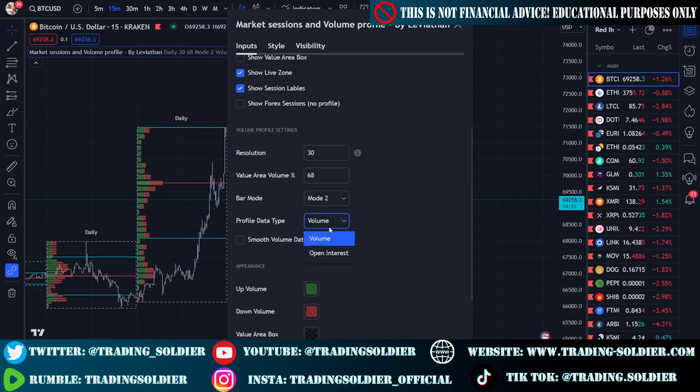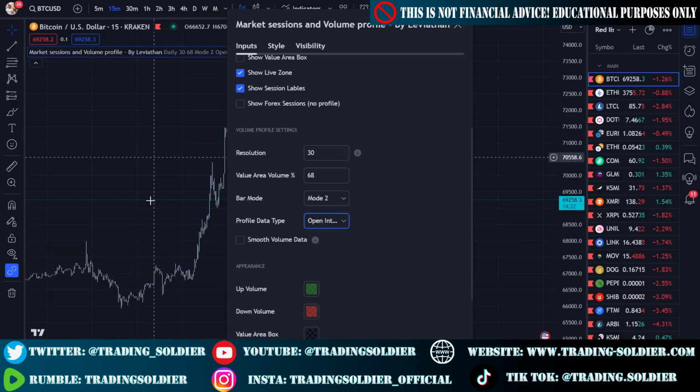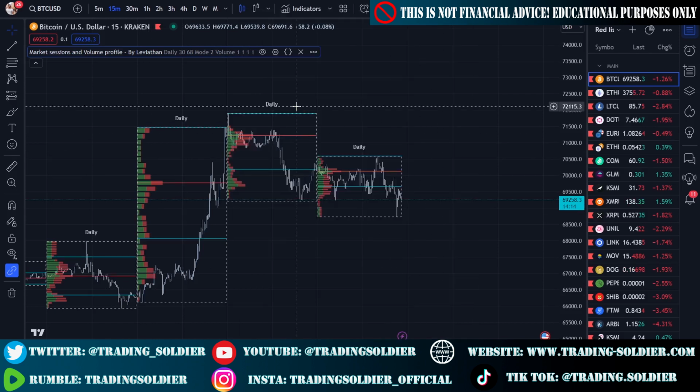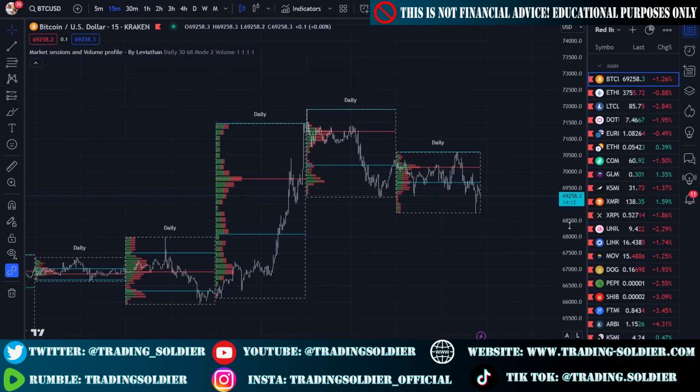Also, it's very important to use volume instead of open interest, because for the volume profile we want it to be based on the volume. But if you want to use it based on open interest, you can also switch it, and this data will change. But I like to use it based on volume. So we click OK here, and now we are ready to use our indicator.